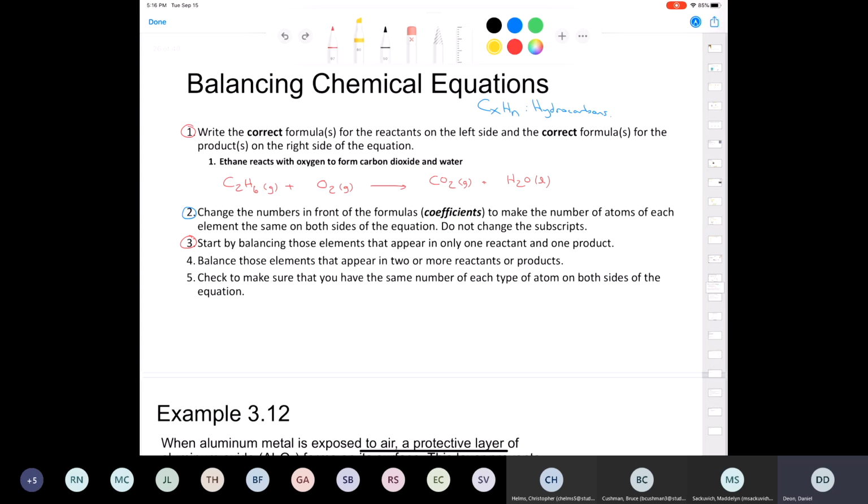We're going to start with carbon. If I look in my ethane molecule, I have 2 carbons. I only have 1 on the product side in my carbon dioxide. So I'm going to put a 2 there. Now my carbon is balanced. If I look in my ethane molecule, I have 6 hydrogens. On the product side, I only have 2 hydrogens, and that's in the water molecule. Now, what times 2 is going to give me 6? Who could tell me what times 2 gives me 6?